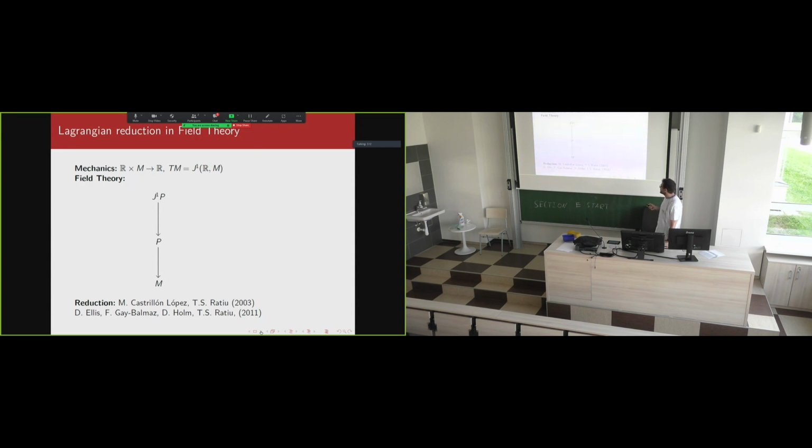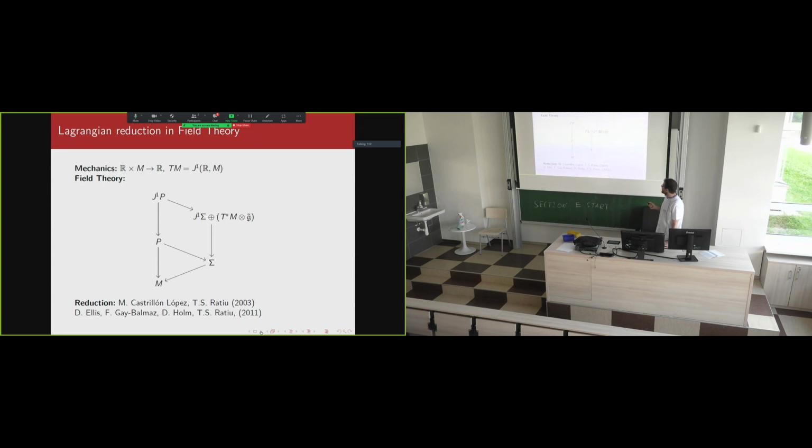Well, in this setting, we can do Lagrangian mechanics, just as I saw before. We can define a Lagrangian function, we can define the action, variations, and so on. And this variational principle that we use here can be reduced, and you can see it in these two papers. This can be reduced with the same ideas, mainly of mechanics.